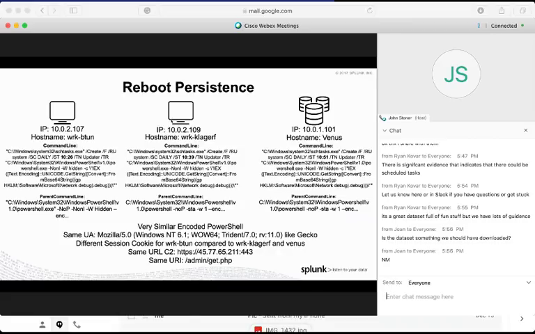A little bit different command strings, but they generally are doing the same things, because when I look at the underlying encoded PowerShell, I can see that all 3 have the same user agent string. And there's a different session cookie for one of the machines, that WRKBton, compared to the others, but they both have the same URLs that would be the C2, and they both have the same URIs. So there's a lot of commonality between these, and I can probably say there's a linkage between these 3 systems, okay?